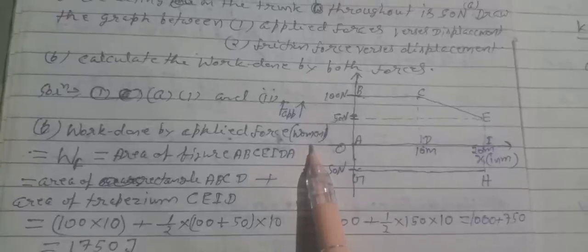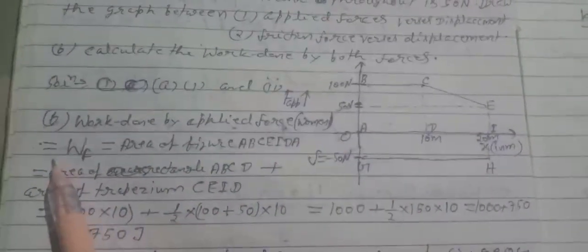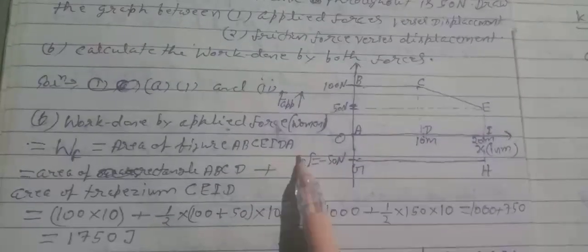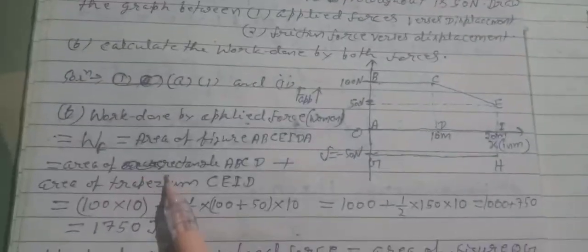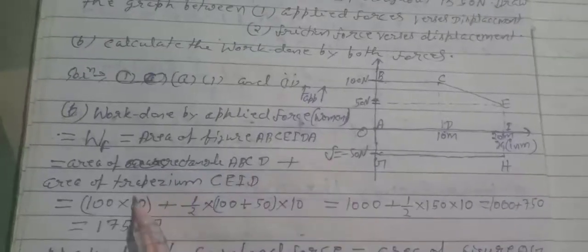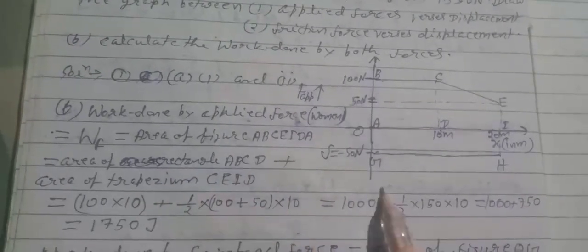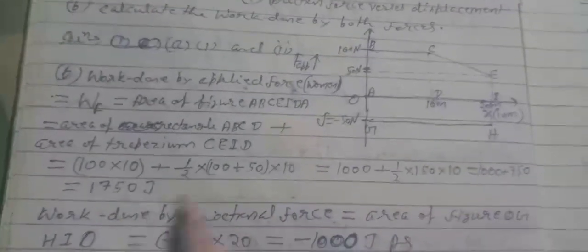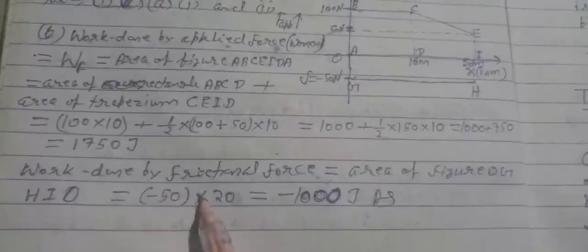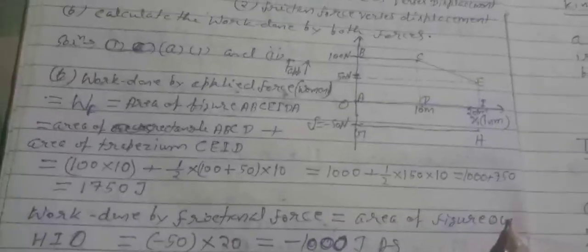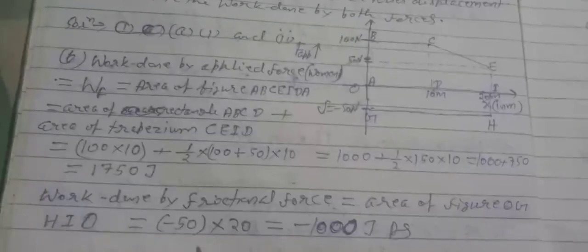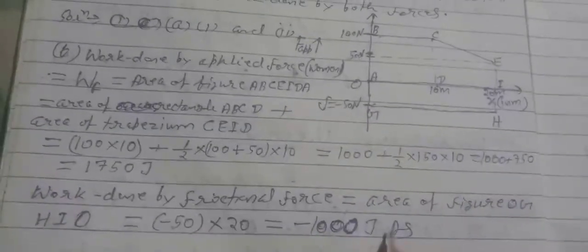Now we can calculate the work done by the applied force. W_F equals the area of figure ABCEIDA, equals the area of rectangle ABCD plus the area of trapezium CEID. Putting all values we get 1750 joule. Answer. Now the work done by the frictional force is the area of figure GHIO, which is minus 50 into 20, equals minus 100 joule. Answer.